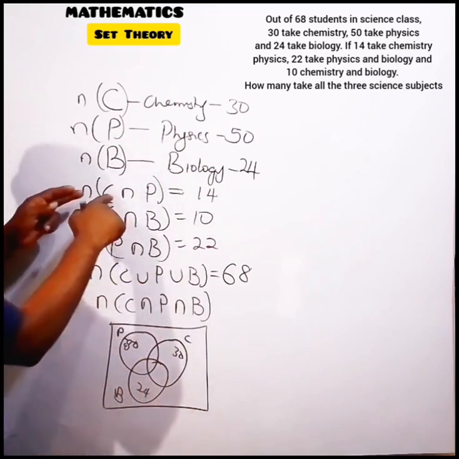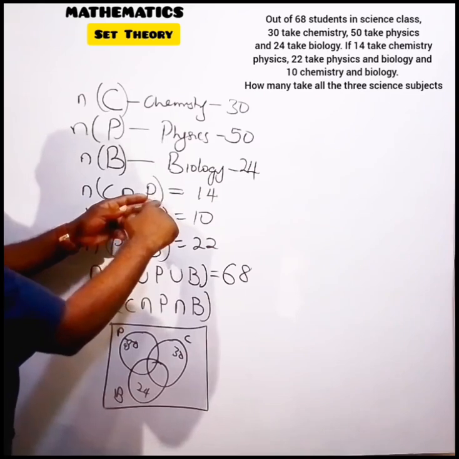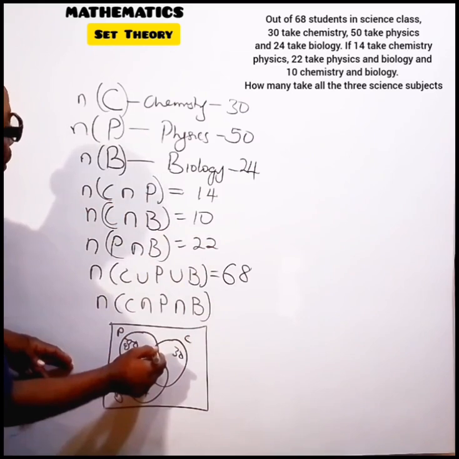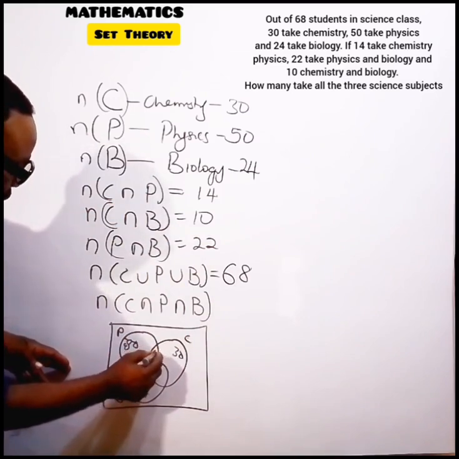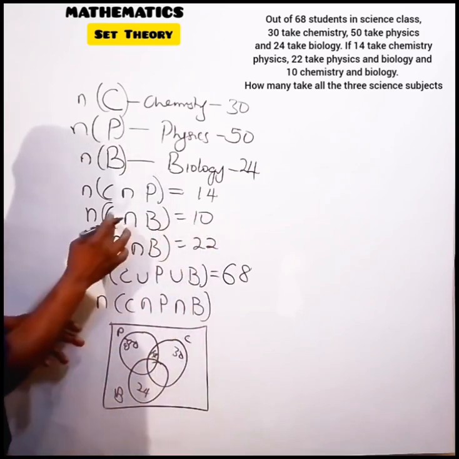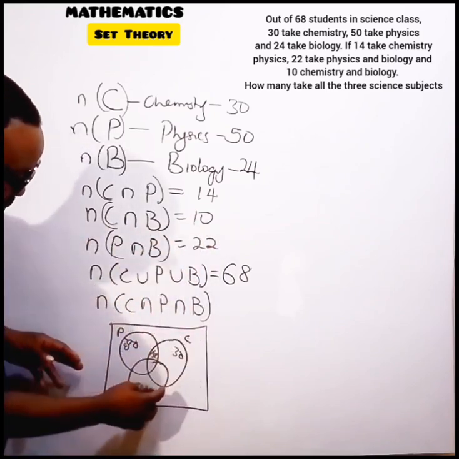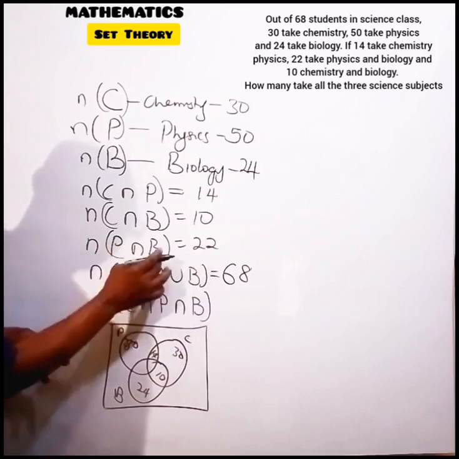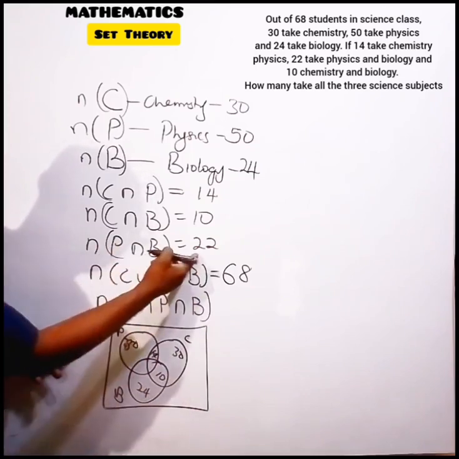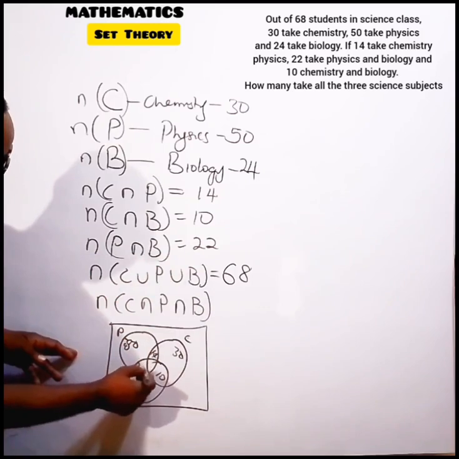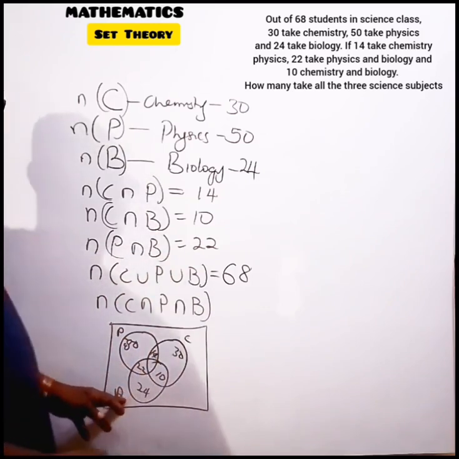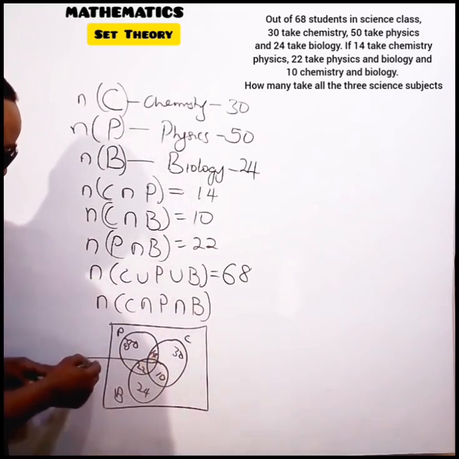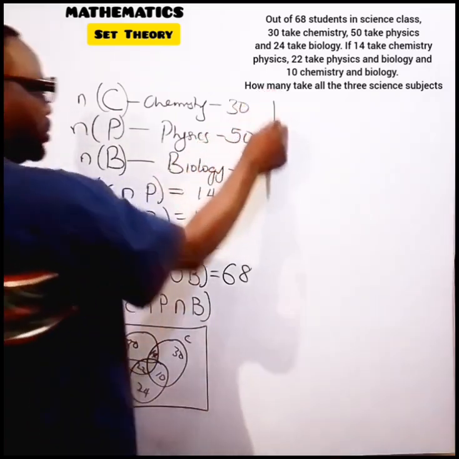Chemistry and physics, this is going to be the region that is 14. This is chemistry and biology, and this is going to be the region that is 10. And physics and biology, that is going to be equal to 22. You can see this is physics, this is biology, that's 22. We are now asked to find the number of students that take all the three subjects.